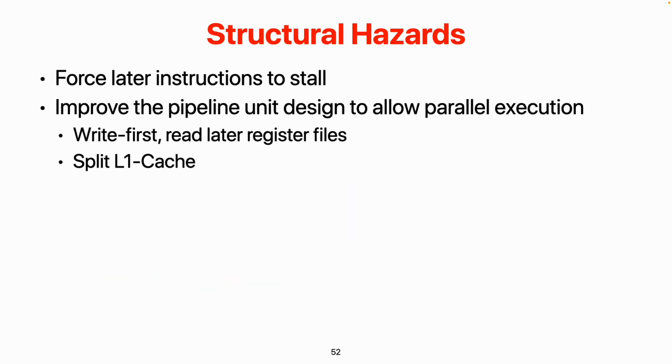So the basic idea is that you force the later instruction to stall, but there is some potential to avoid that stall if you can modify your hardware logic in a way that allows concurrent access of two instructions, like write first and read later. They have an agreement regarding how to time share this hardware unit, or you just make them separate hardware units, which is going to be more expensive, but worth it. For example, the split L1 cache design.